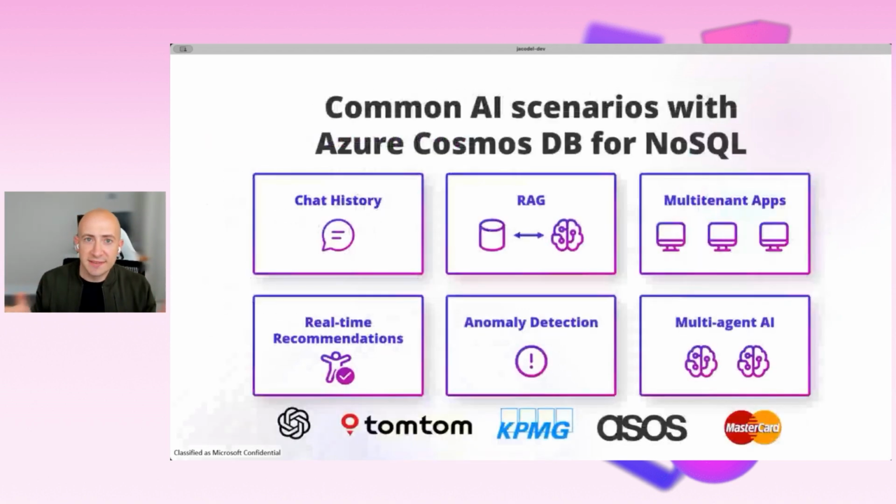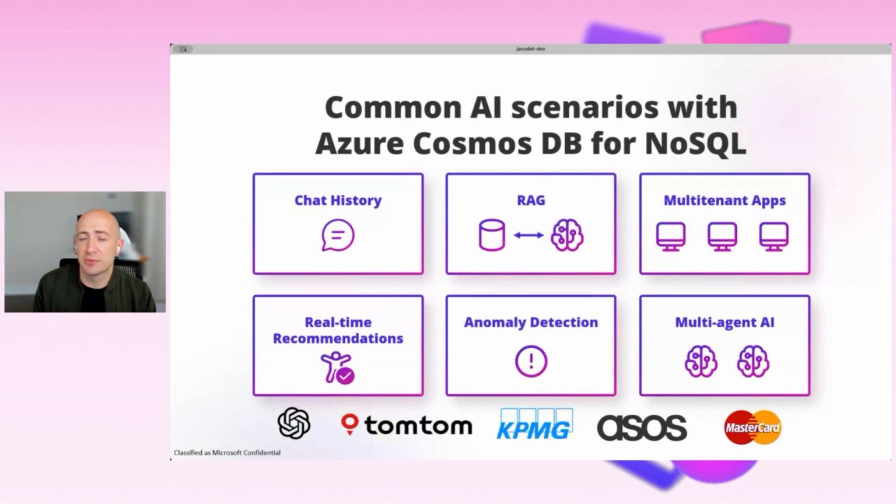So before we get into the demos, let's talk a little bit about common AI scenarios with Azure Cosmos DB for NoSQL. First is chat history, right? So if you're building a chatbot or using a large language model to build an intelligent agent, you might want to keep track of the chat history between your users and your AI models. You can do this for multiple reasons, and we'll get into that in a little bit. But we have thousands of customers doing this today with Azure Cosmos DB.